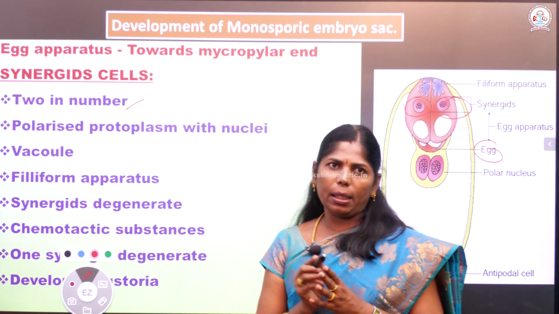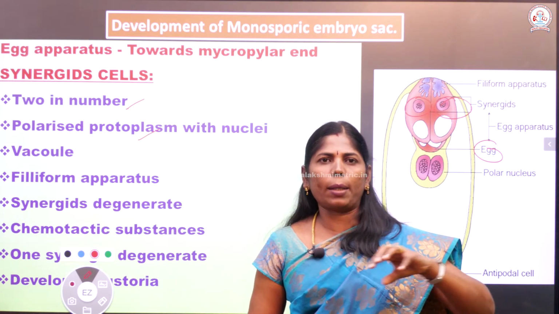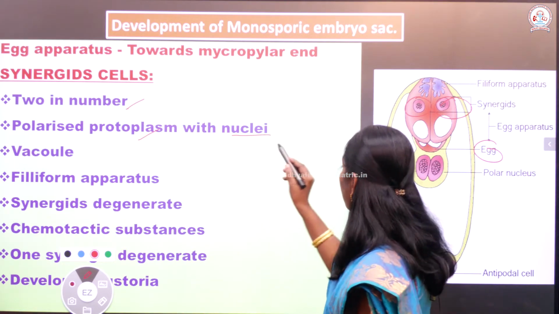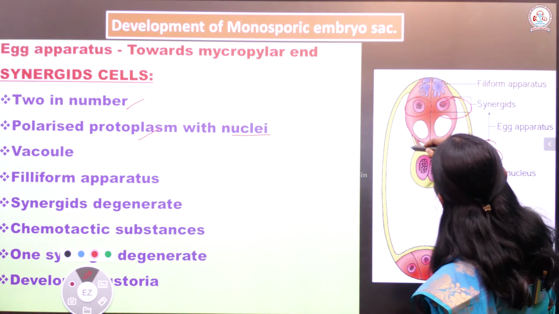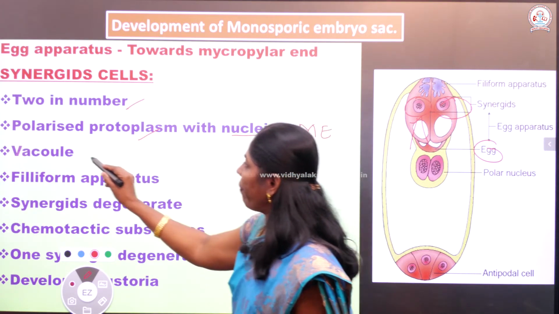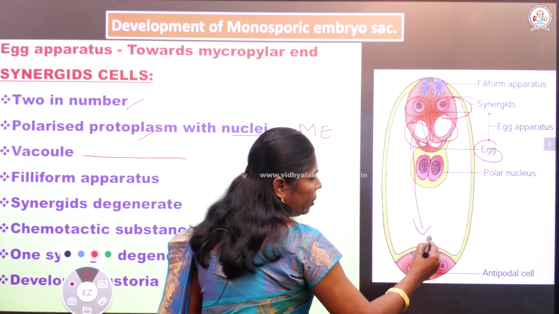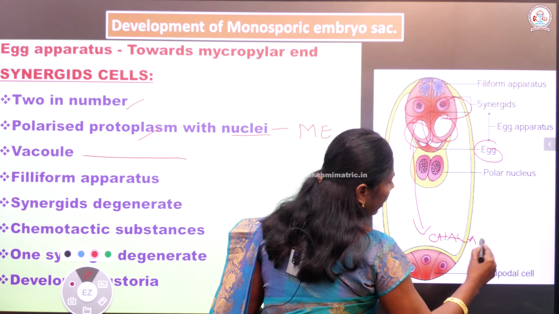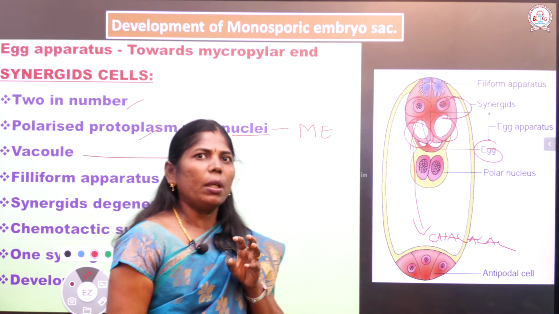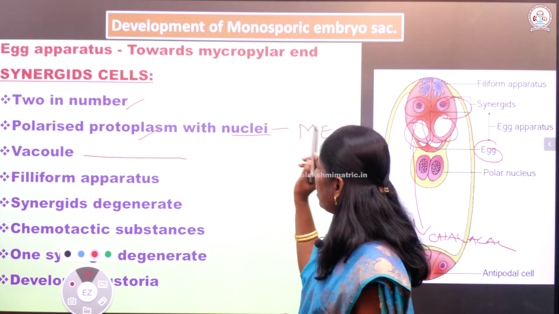So what is in the synergids? Synergids consist of a polarized protoplasm, polarized meaning towards one pole, with the nucleus towards the micropylar end and the vacuole towards the chalazal end. So it has a polarized protoplasm with a nucleus and a vacuole.